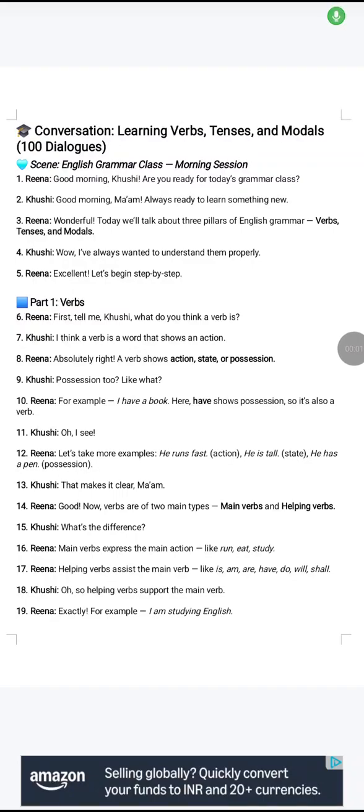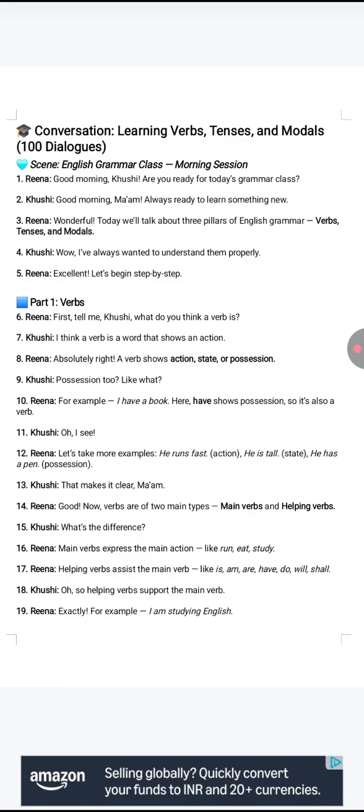Very good morning, everyone. In today's class, we are going to learn verb tenses and modals through a conversation between two persons. Okay, so before understanding these topics, first of all, let's understand this thing. Do you know why we study verb tenses and modals in English? We learn them because they form the foundation of all communication.